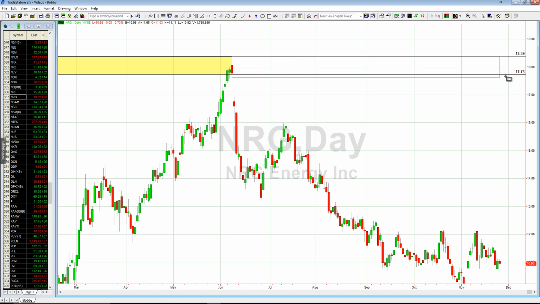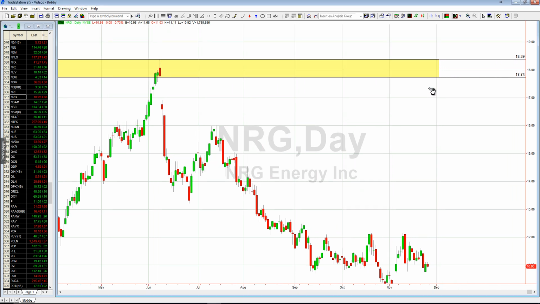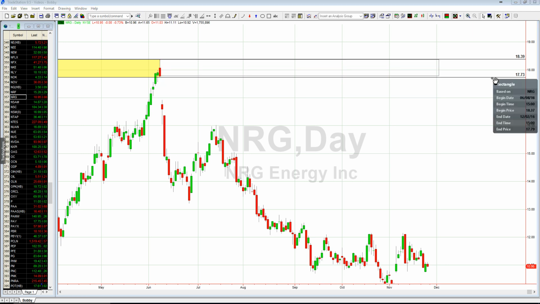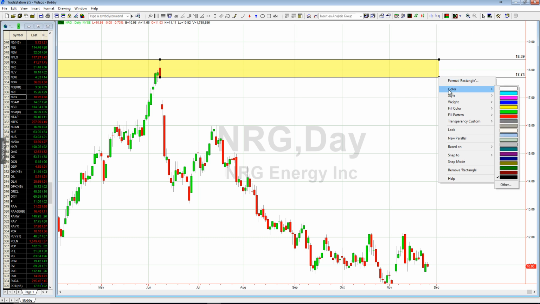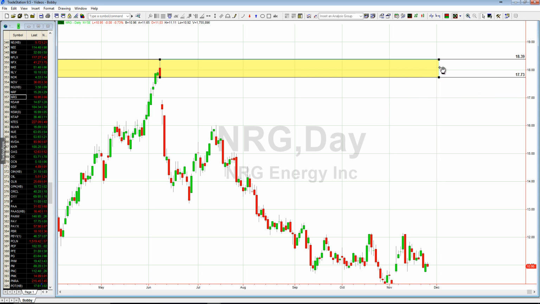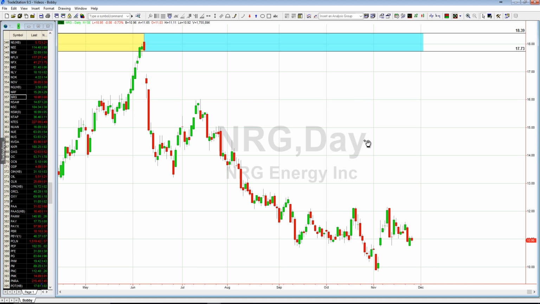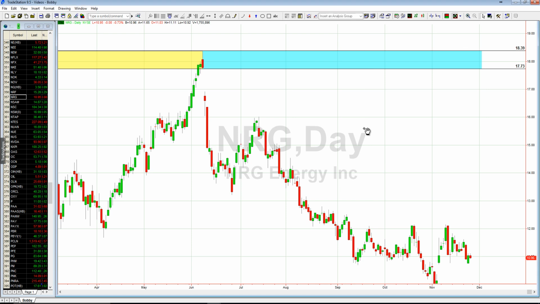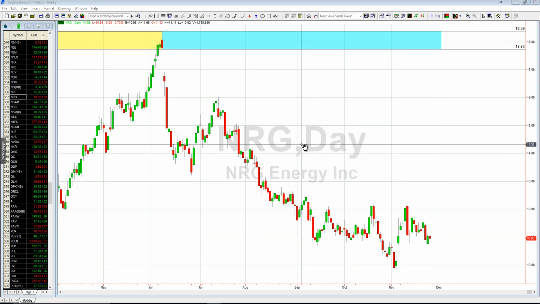is I'll plot this same zone here. Okay, but I'm going to change the color of it. I'm going to change the color to cyan. Oops. Okay, so when price comes back to that area, that tells me that, hey, it was a pretty strong, nice move away from that area the last time price was in there, but it's not fresh. It's not the first time price came back to that area.